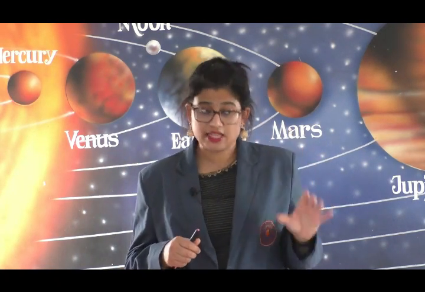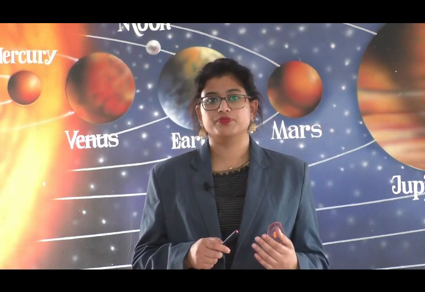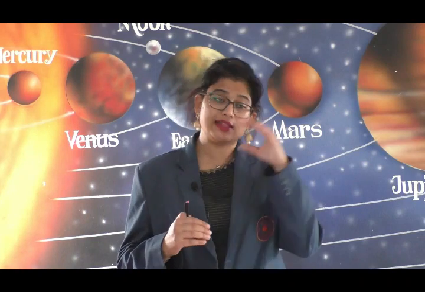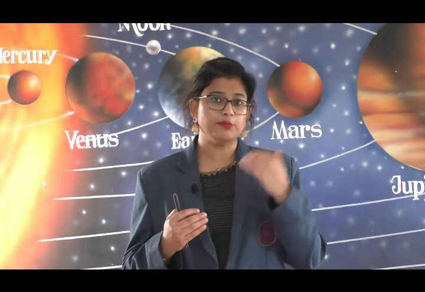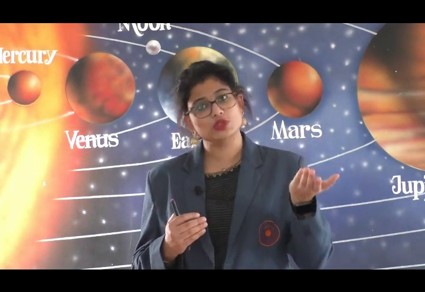Living things that can produce their own food are called autotrophs. What are they called? Autotrophs. Example, plants. Plants prepare their own food. Next, living things that depend upon other living things for their food are called heterotrophs. Human beings and also animals. We depend on plants for food. Also, cow and deer also depend on plants for food.